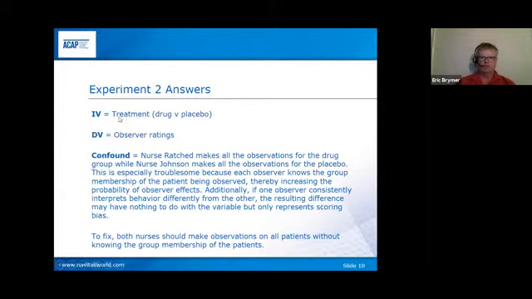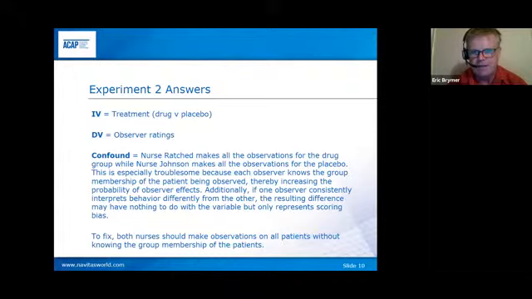The treatment is the independent variable. It's an experimental versus control group, experimental with the drug, control without, and the observer ratings. For everybody else, if you haven't had a chance, the observer ratings are particularly relevant because there wasn't a standardized, validated test of behavior. It was about the nurses observing the behavior. So that's why observer rating is the dependent variable, and how that might change depending on whether they get the drug or the placebo.